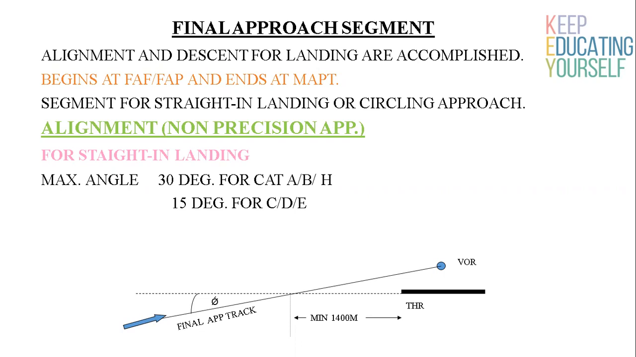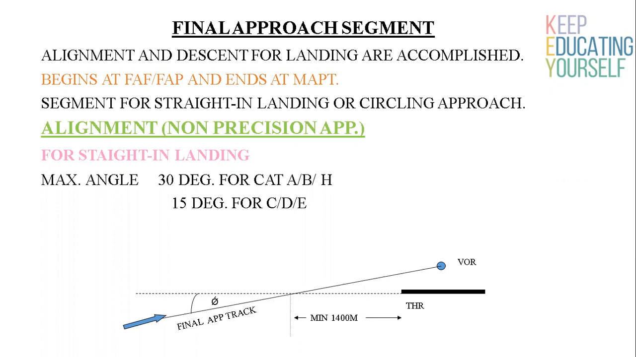Alignment. The final approach and its track guidance should be aligned with the runway whenever possible. When this is not possible, it may be offset up to 5 degrees. Straight-in approach: final approach with track intersecting the extended runway centerline.